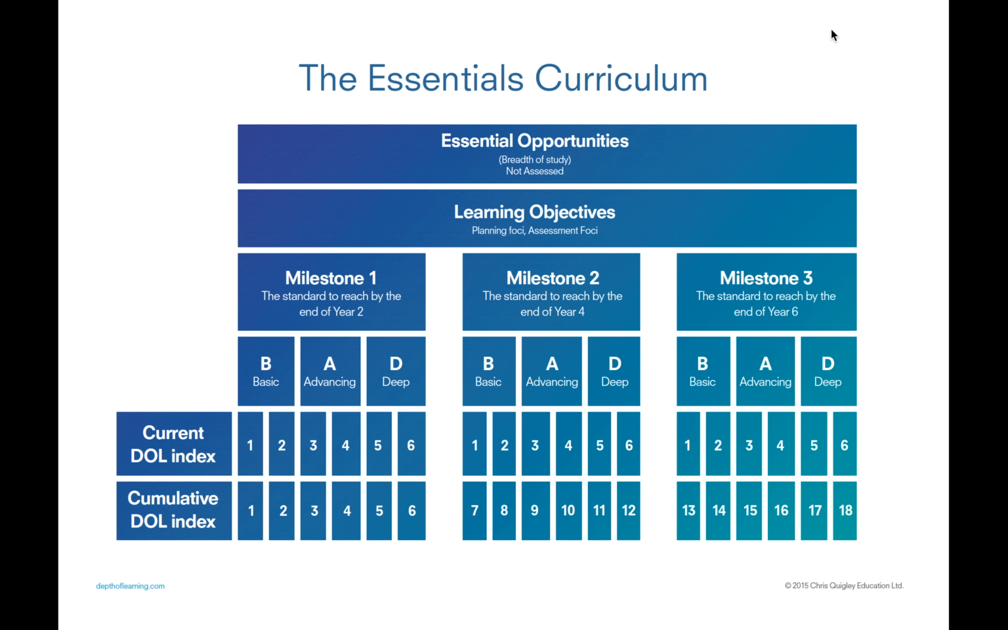So there's 3 cognitive domains of basic, advancing and deep run through the assessment procedure of the Essentials curriculum. And what depthoflearning.com is trying to do is to assign some sort of numeric value to those 3 cognitive domains so that leaders can keep a track on children's depth of learning. So we assign a depth of learning index from point 1 through to point 6 on each of the milestones. The difference between basic 1 and basic 2 is that at basic 1 you have some examples of a child at that stage of development, and at basic 2 you have widespread examples.